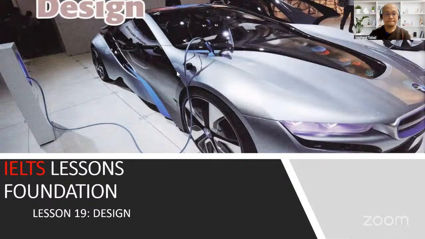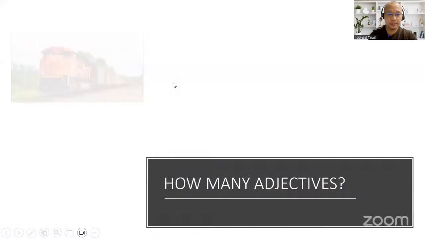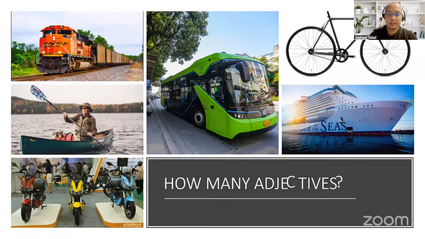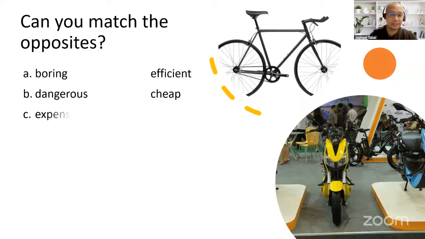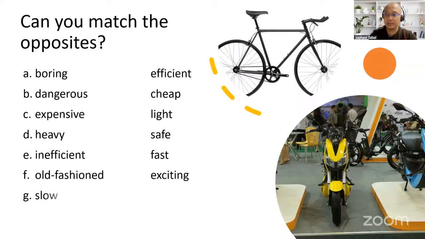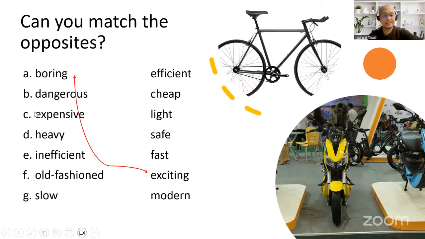Okay. So in this lesson, what you need to do is match the opposites of the adjectives here, okay? These adjectives are actually very useful for your speaking. For example, you have to match the opposite or the different, okay? For example, here, boring. The opposite of that word is exciting, okay?